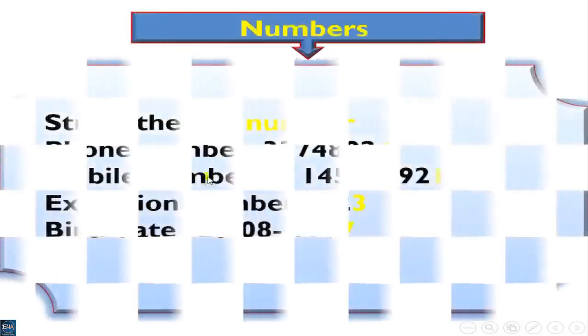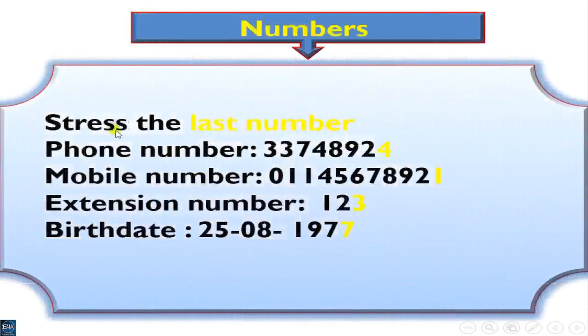Numbers. Stress the last number: phone number, mobile number, extension number, birth date. If I want to say any number, stress the last number. Phone number: 33748924. So you stress the 4. Mobile number: 01145678921. Stress the 1.